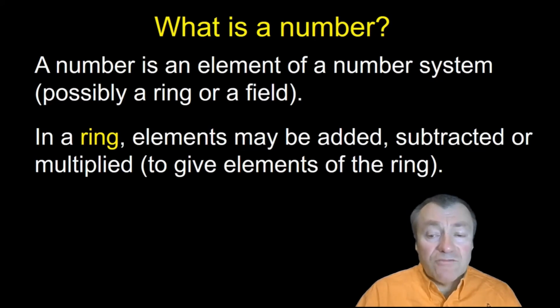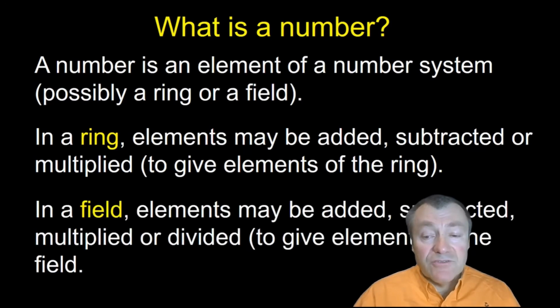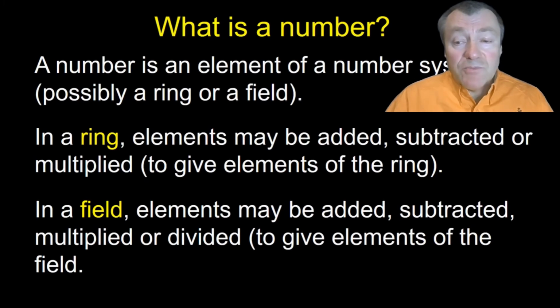In order to qualify as a ring, the operations have to satisfy certain properties, such as 5 plus 3 equals 3 plus 5. A field requires a little bit more. Here we have not only addition, subtraction, and multiplication, but also division, where we require that an element of a field can be divided by any non-zero element of the field, giving an answer which is in the field. So the integers do not form a field, but the rational numbers do, and so do the real numbers.